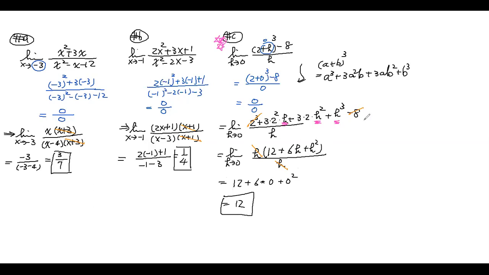All right, now let's take a look at the next one. The next one is a little bit different, but still the concept is the same, right? So this is part D. This is the limit as h approaches 0 of 1 over h times (3 plus h) to the -1 minus 3 to the -1.